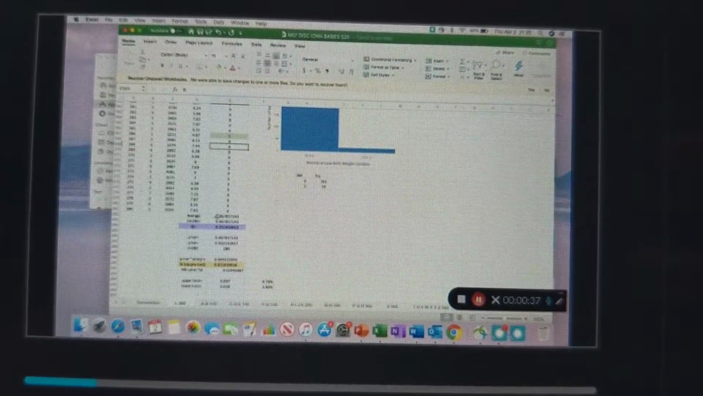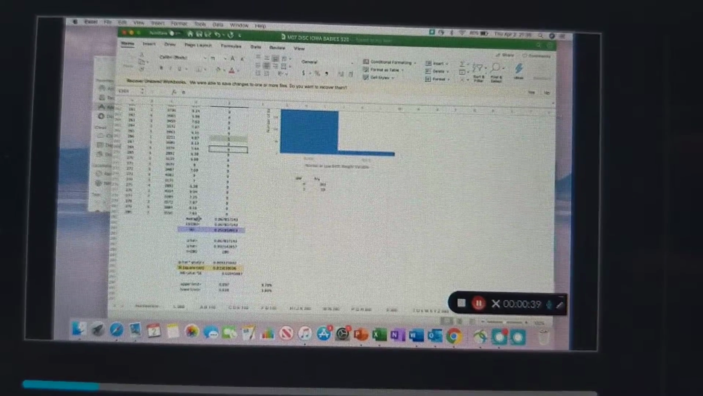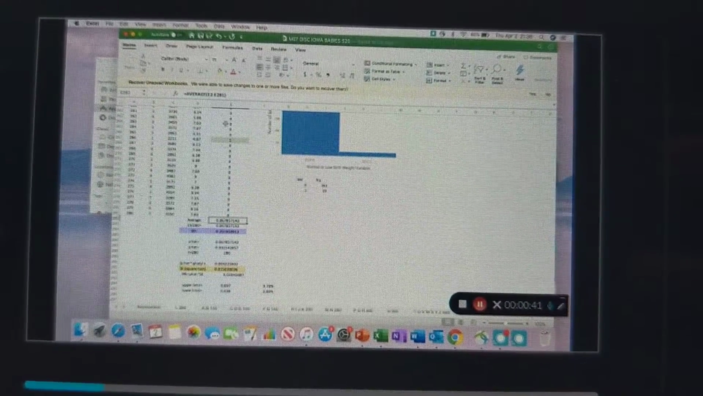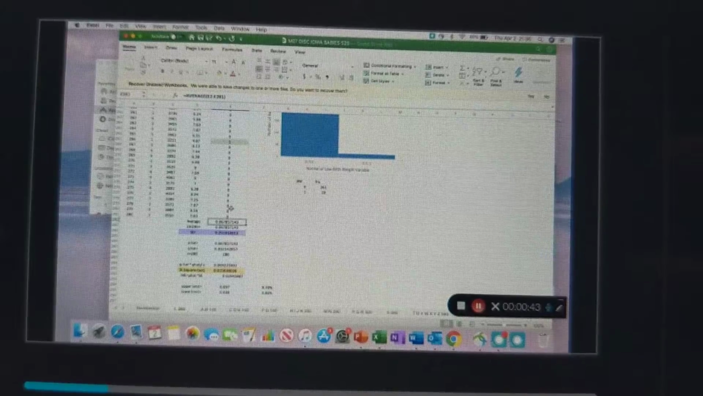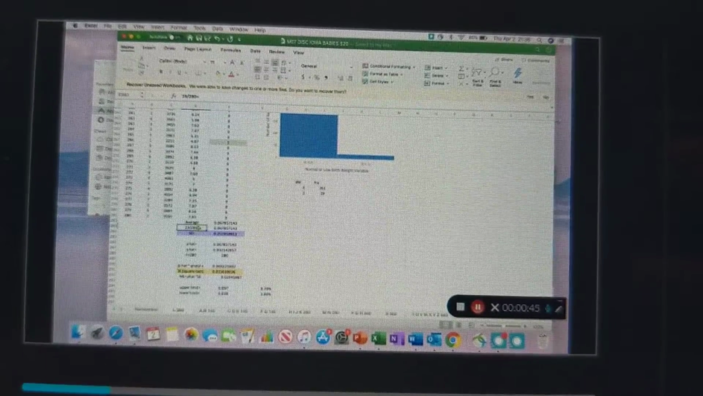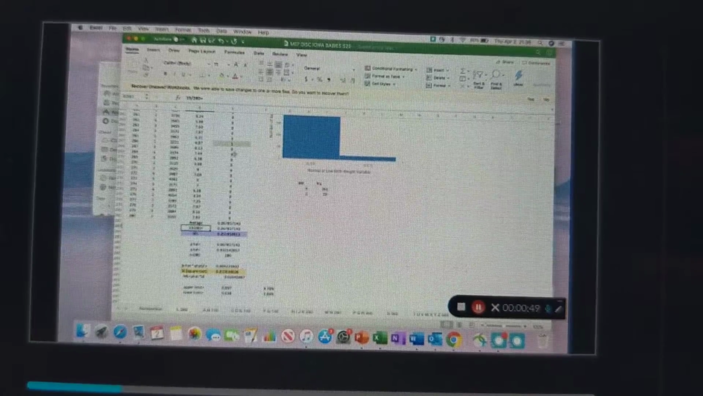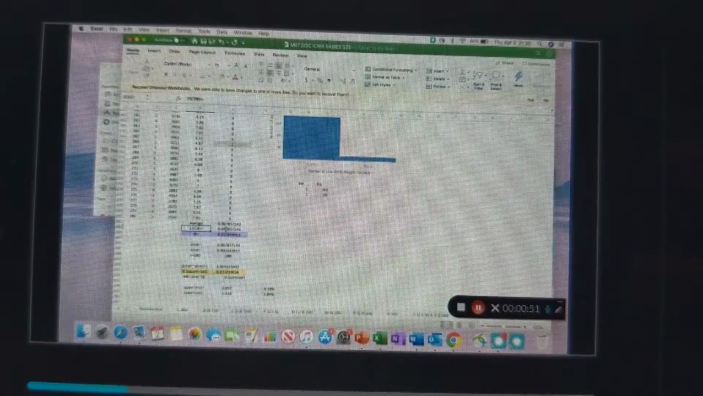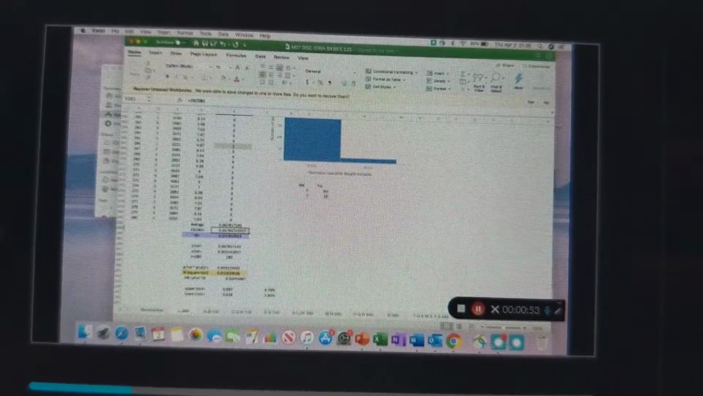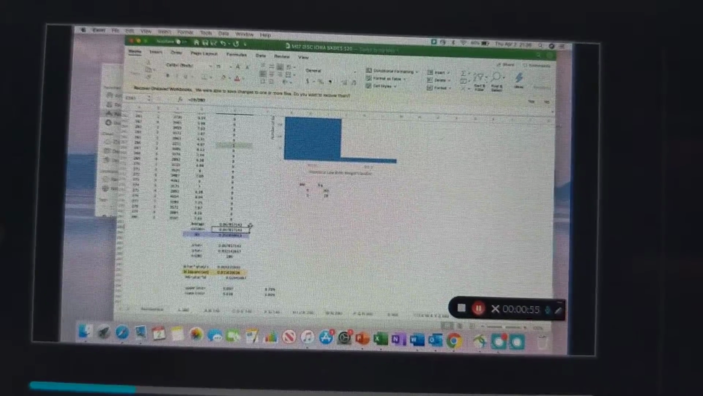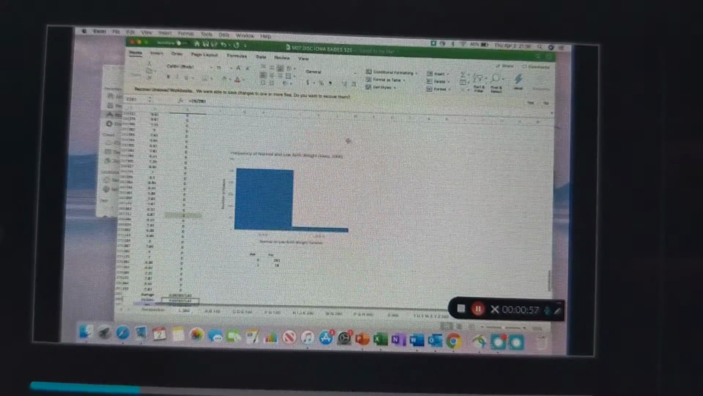The first thing I did after that was calculate the average, just using the Excel function and selecting this column. The other way to calculate the variable was counting up the number of ones and dividing by the total number in the sample. After doing that, I went ahead and made my histogram.